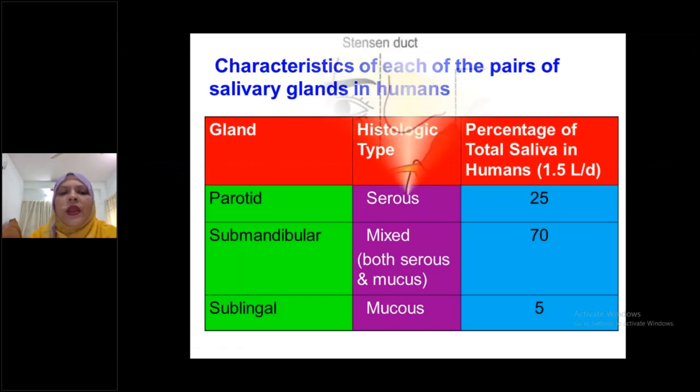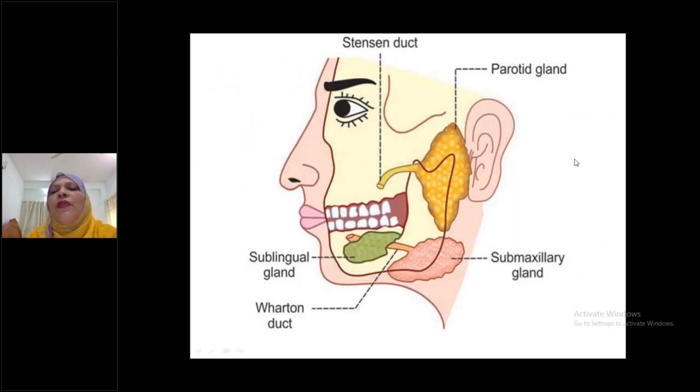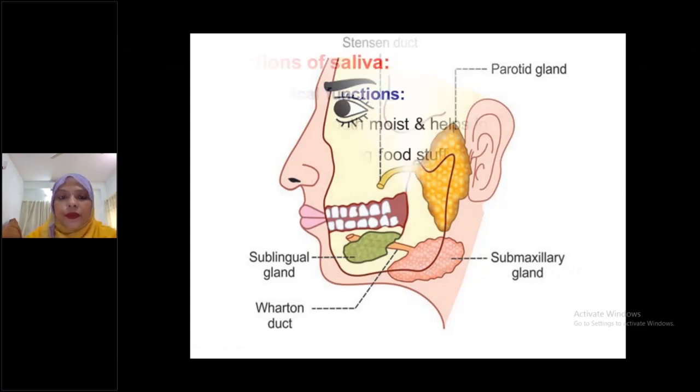exam. See the location of the salivary glands, 3 pairs on both sides: the location of the parotid gland, the location of the sublingual gland, and the location of the submaxillary gland.